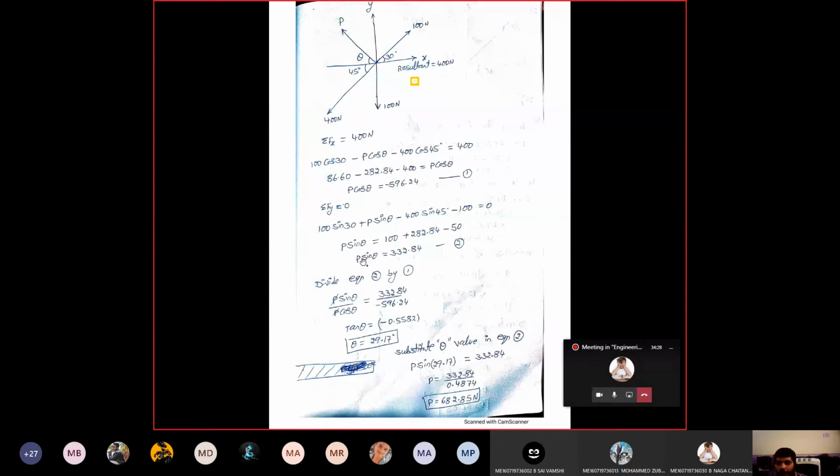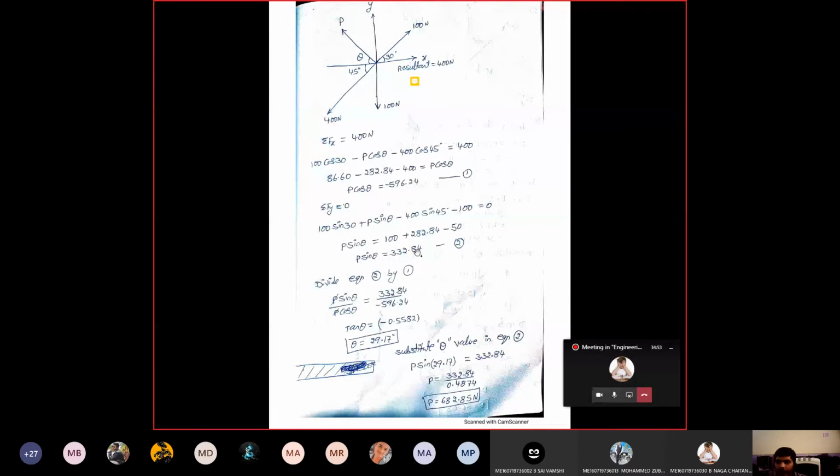See here, my intention is to calculate P as well as theta. Now I have two equations and two unknowns. Can I easily calculate these two things? I am dividing equation 2 by equation 1. So P gets cancelled, sin by cos, we will get tan. Now, sin theta by cos theta is tan theta.